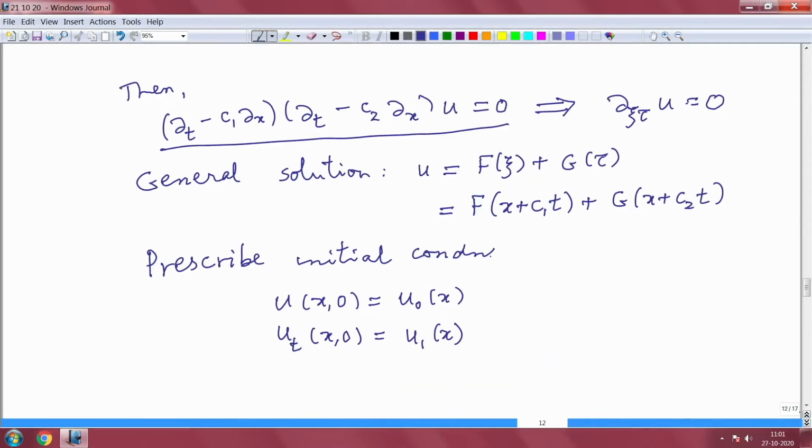This equation is called an equation with simple characteristics. So, we are assuming C1 is different from C2. So, there are two real and distinct characteristics here. So, this is called simple characteristics.